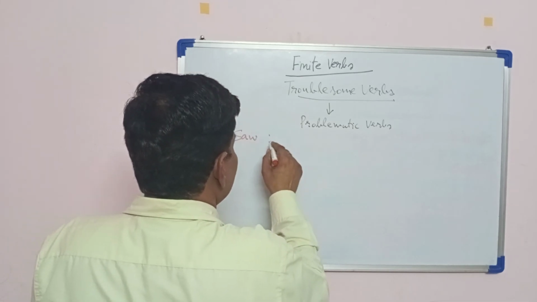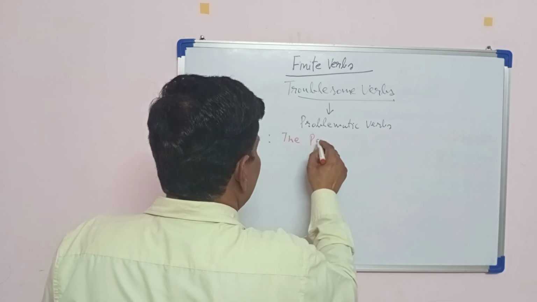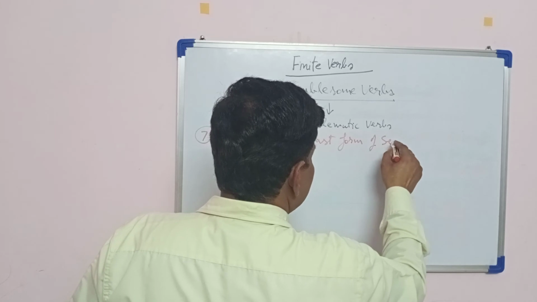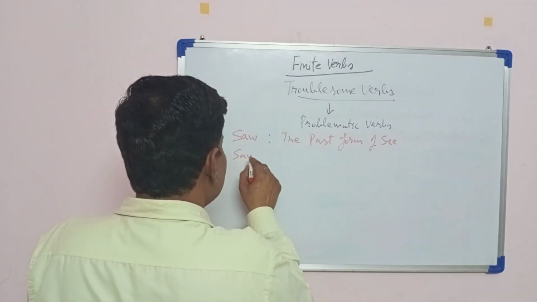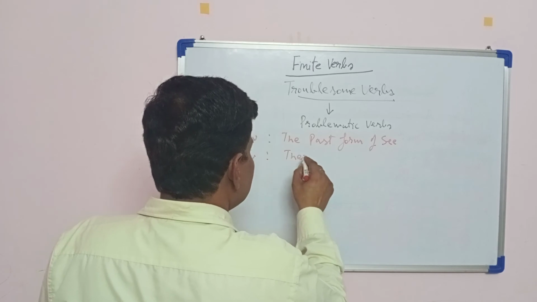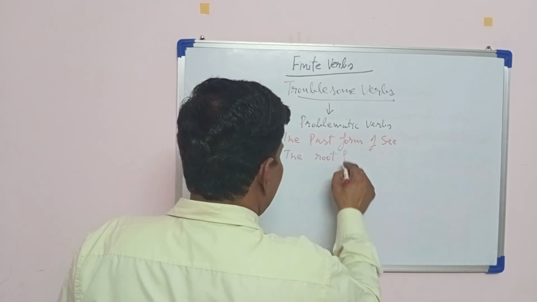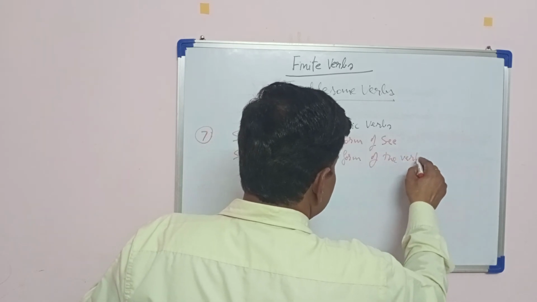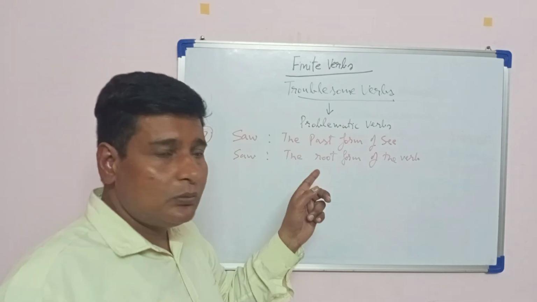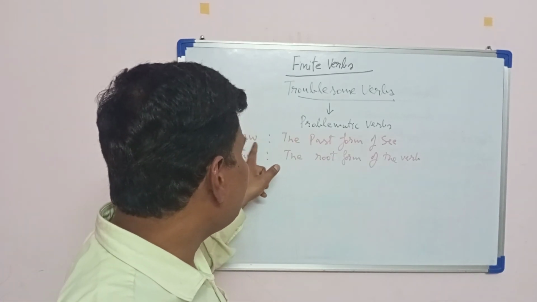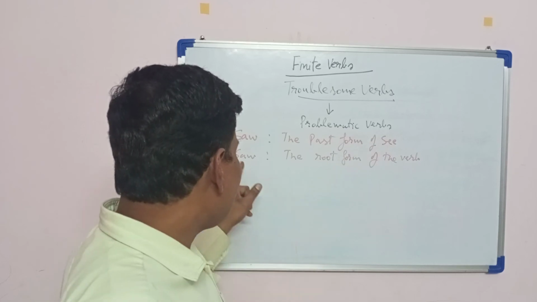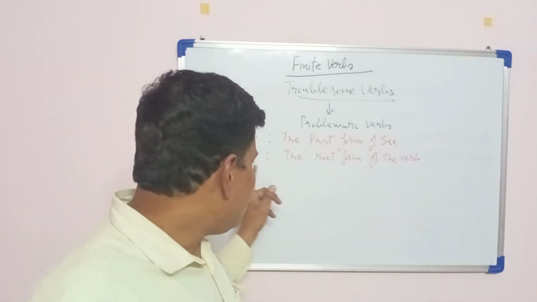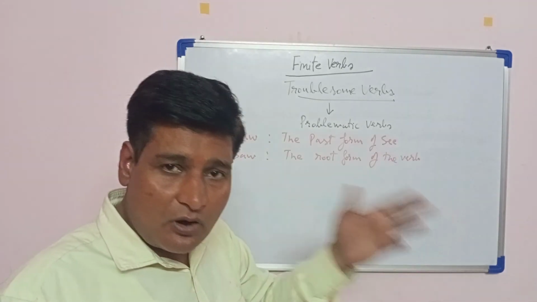Saw. The past form of see, saw. The root form of the verb. We will understand these two. First one is saw. It is the past form of see. And second saw, it is the root form of the verb. That means saw is itself another verb. So let us see what are their forms.